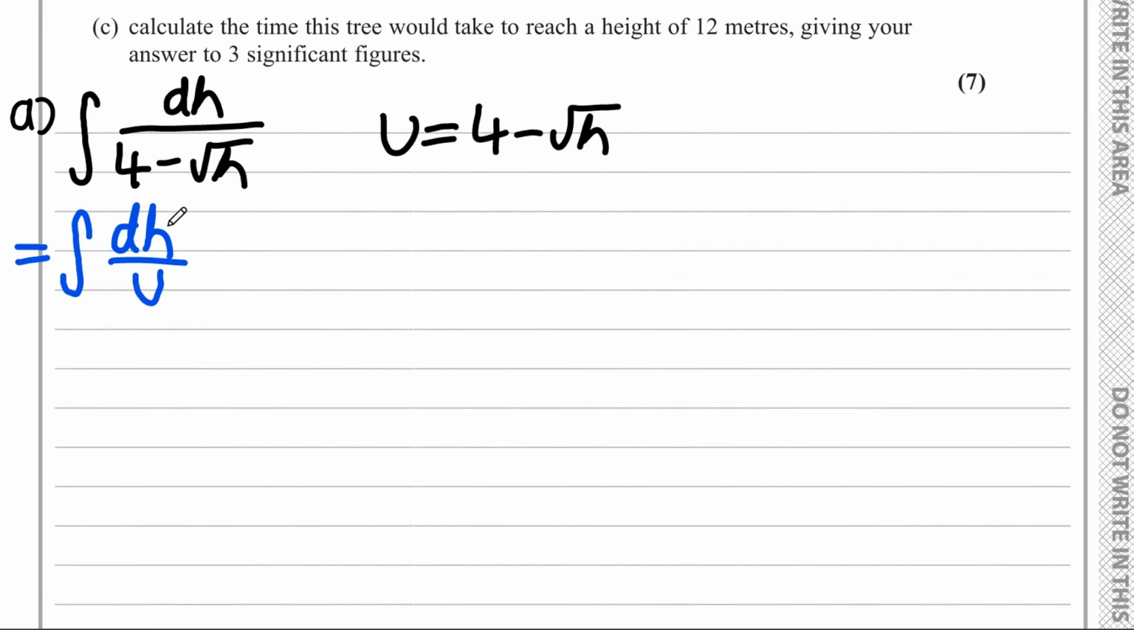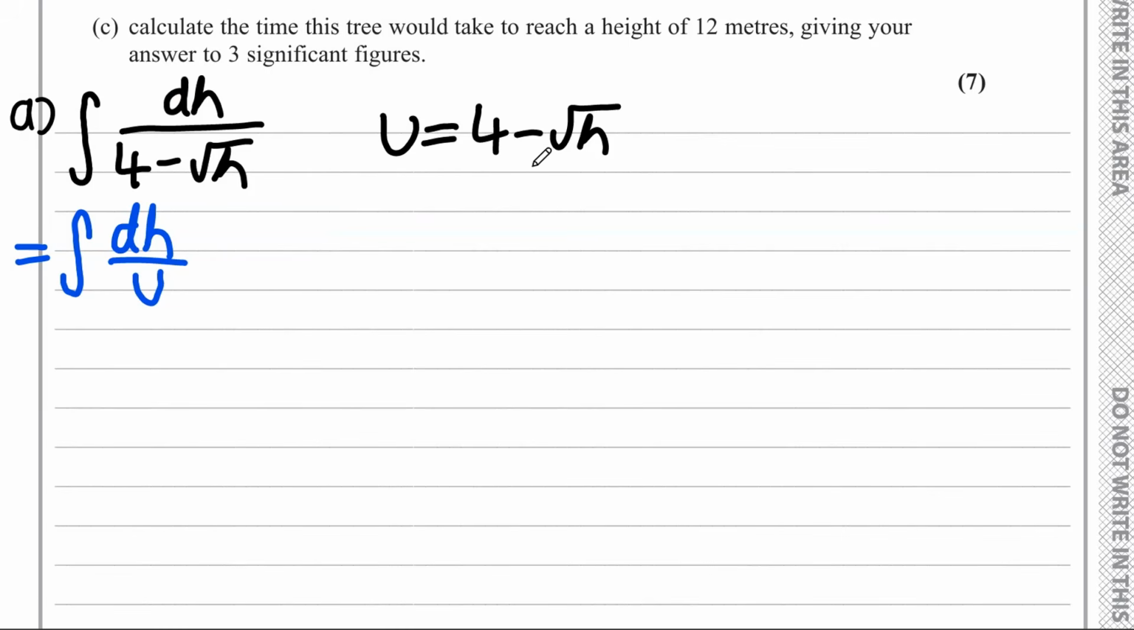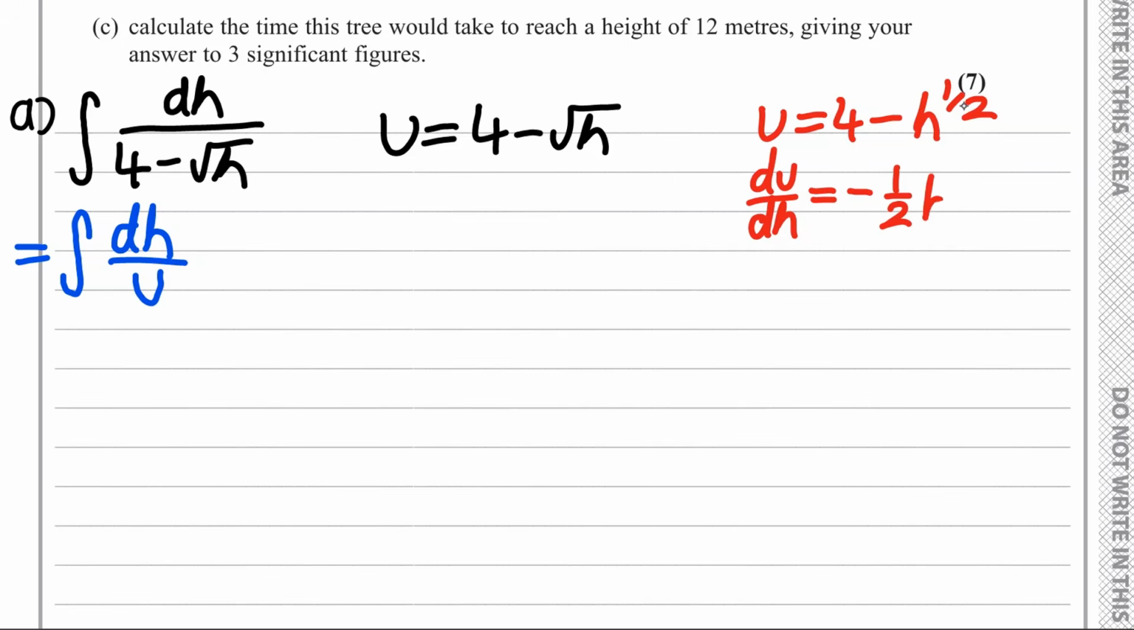If you remember how to do integration by substitution, another thing that we need to do is get rid of this dh here for a du, and the way that we're going to do this is, if you consider the substitution u is equal to 4 minus root h, and instead of root h, if you remember your indices laws, we can write this as h to the power of a half. We're going to differentiate this, so du over dh is equal to, so 4 is just a constant, so if you differentiate it goes away, and if we differentiate minus h to the power of a half, it's going to be minus, and then this half is going to come down as a coefficient, and then h to the power of minus a half.